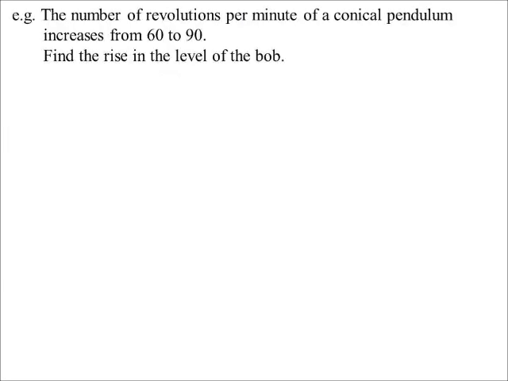Okay, so let's use that idea. So the number of revolutions per minute, conical pendulum, we're going to increase it from 60 to 90 revolutions per minute. How far does our Bob rise? Now, if I'm starting from scratch, then I would resolve all the forces like I just did. So there's Bob. I've got tension going at an angle, mg going down. I'll need the r and h, that's going to help me out, and theta. But I'll resolve my forces.